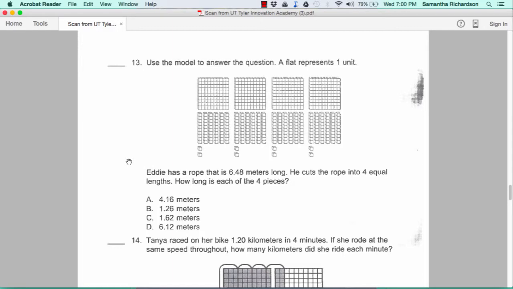Number 13. Use the model to answer the question. A flat represents 1 unit. Eddie has a rope that is 6.48 meters long. He cuts the rope into 4 equal lengths. How long is each of the 4 pieces? A, 4.16 meters, B, 1.26 meters, C, 1.62 meters, D, 6.12 meters.